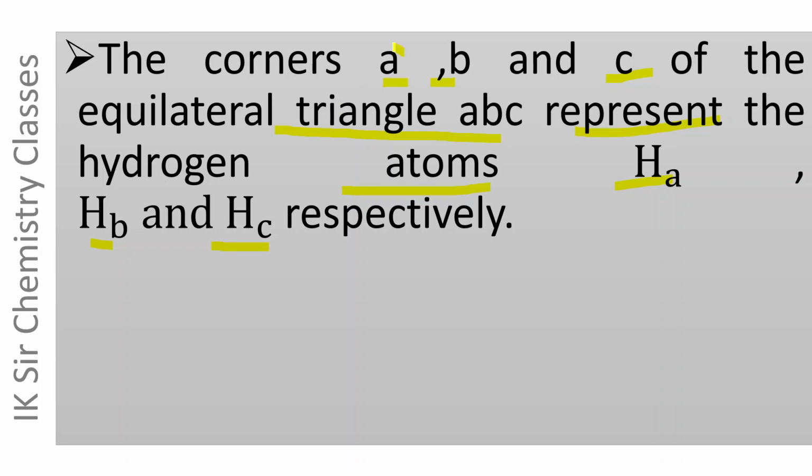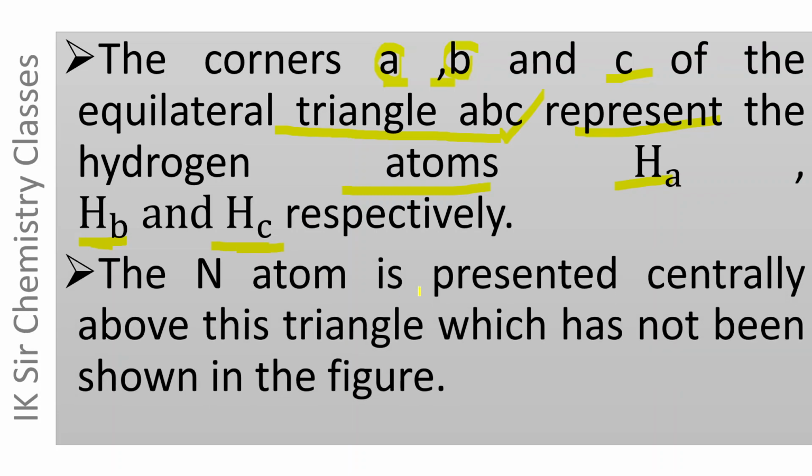Corner A represents hydrogen atom Ha, corner B represents hydrogen atom Hb and the corner C of the equilateral triangle ABC represents the hydrogen atom Hc. The nitrogen atom is present centrally above this triangle and it has not been shown in the figure for the sake of clarity, for the sake of simplicity.